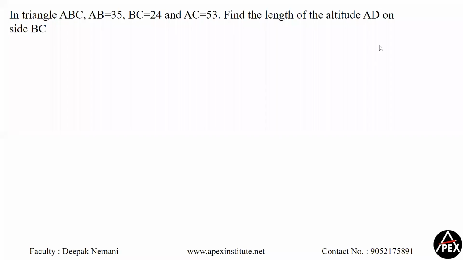So what's your doubt? Any answers, guys? Quick response. Yeah, what's your doubt? AC 35 or 53, sir? 53. Okay. Now, so we have a triangle ABC.